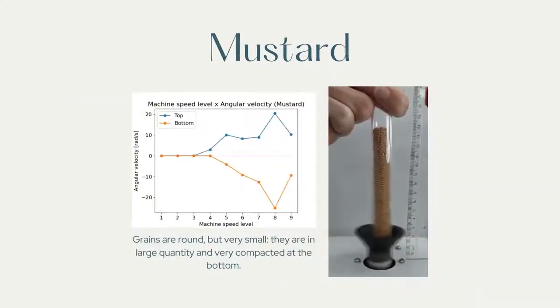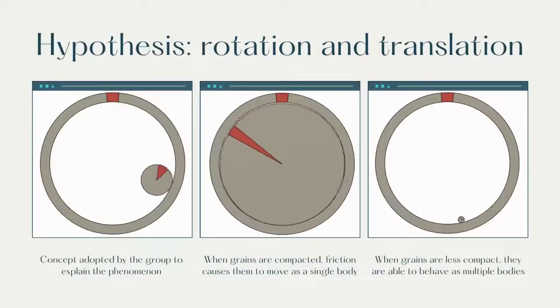In that sense, while mustard does not have the counterclockwise spinning at first, it also shows greater resistance to switch to full clockwise spinning. The small size and greater quantity of the grains may have contributed to this behavior. Well, why does the effect happen after all? We believe it is a matter of rotation and translation.